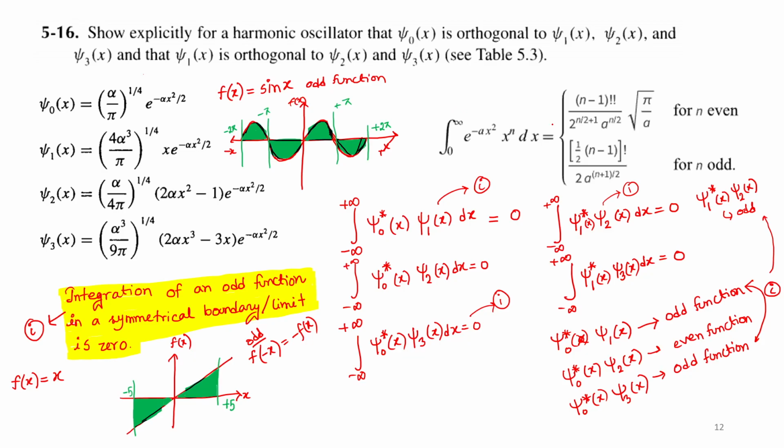What about the rest of the argument, which is those are even, like psi 1 star x psi 3 x. This is again even, right? Because x into x cube will be x to the power 4 and x into x will be x square, so it will be an even function again. So for these two we need to do calculation. Okay, so we'll do that.